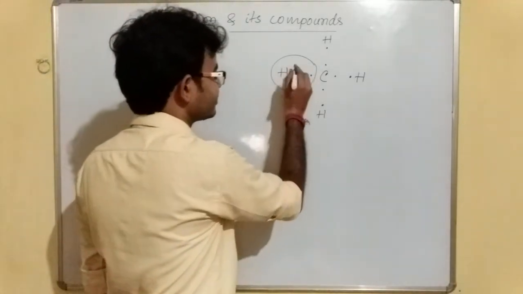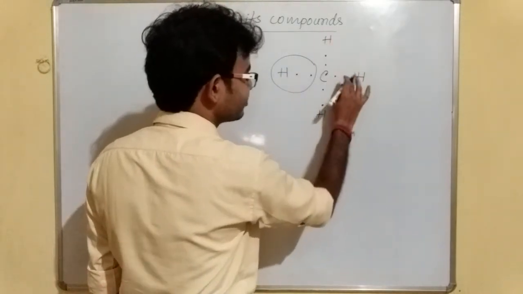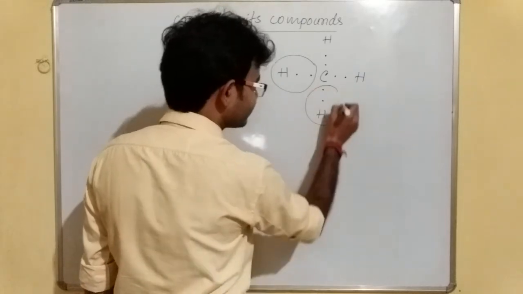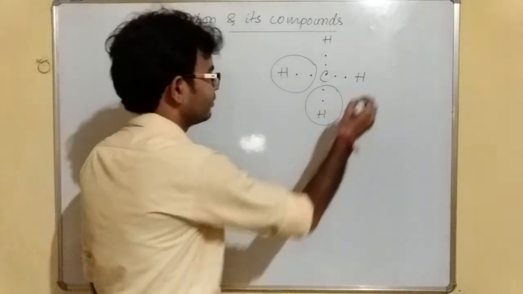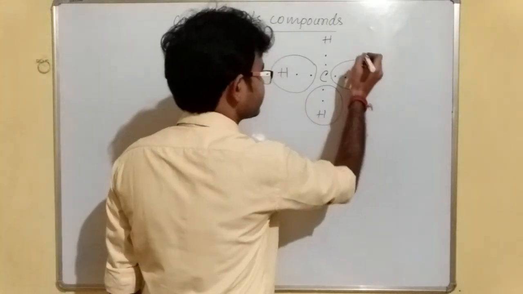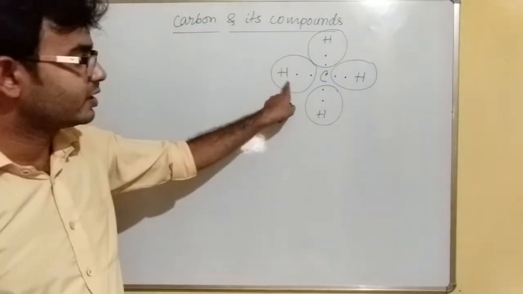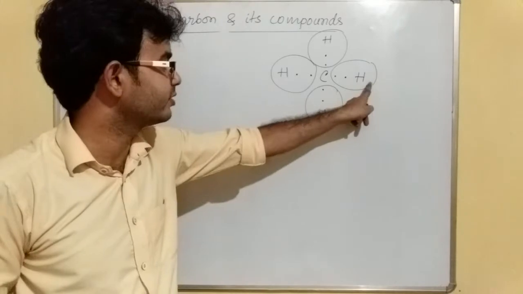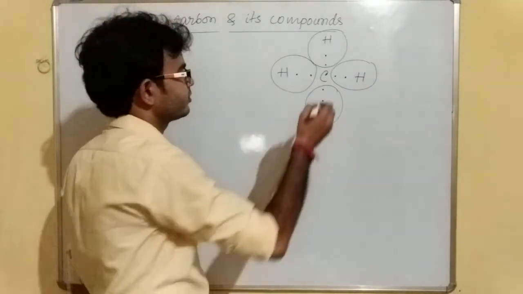Okay, so hydrogen will share 1 electron, and in the case of this one also the same phenomenon takes place. This hydrogen will also share one electron. Now its duplet is filled, its duplet is also filled. See, this hydrogen ends up with 2 electrons, this hydrogen ends up with 2 electrons, this one also has 2, and this one also has 2, so everyone is happy. Okay, very good, everyone is very happy.